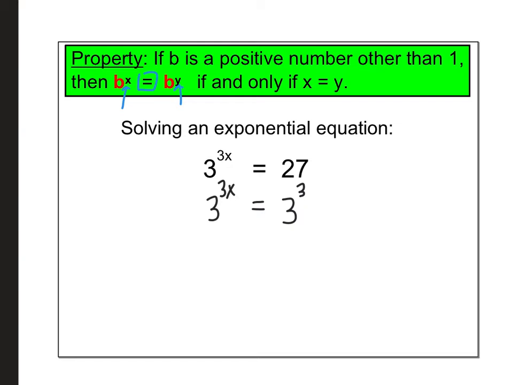So what that means is that since the bases are both equal, then the only way that's true is if these exponents also equal each other. So now we can just set up a little equation using the exponents being equal. I know that 3x has to equal 3, and that I can solve by just dividing both sides by 3, and x will need to equal 1.